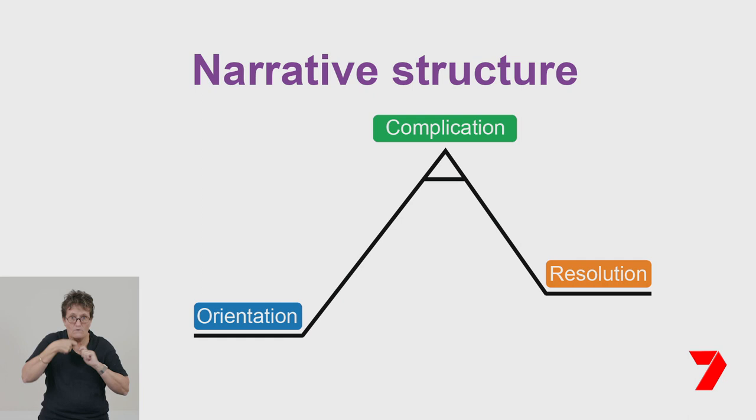You might remember this diagram that shows the structure of a narrative. It shows the rising and falling action of a narrative, starting with the orientation, rising up to the complication, and then falling to the resolution. Narratives often have a theme. Remember that a theme is the main idea or message of a text. Sometimes the message is quite obvious, and in other stories, the reader may be left to wonder what they learned from the story.